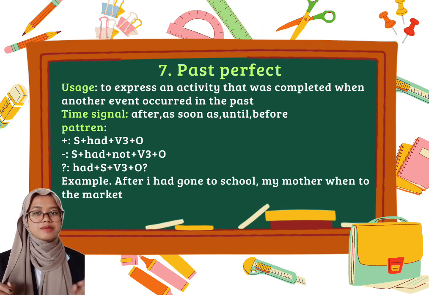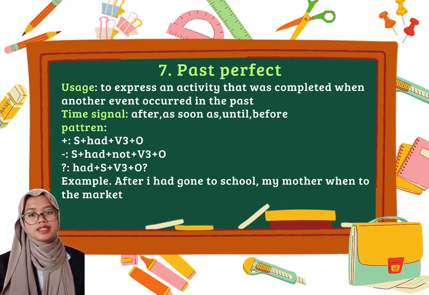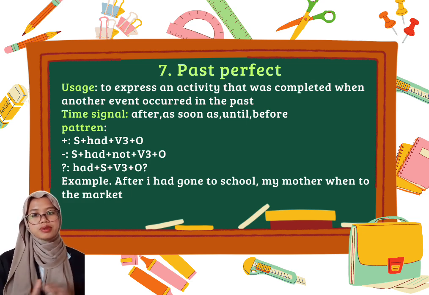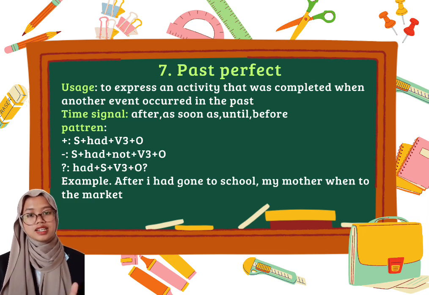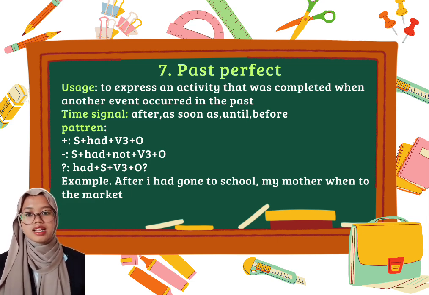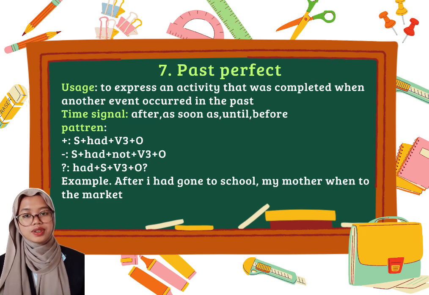And number 7 is past perfect tense. This tense is used to express an activity that was complete when another event occurred in the past. The time signals are after, as soon as, until, before. The pattern, subject, had, verb 3 plus object. Example, after I had gone to school, my mother went to the market.